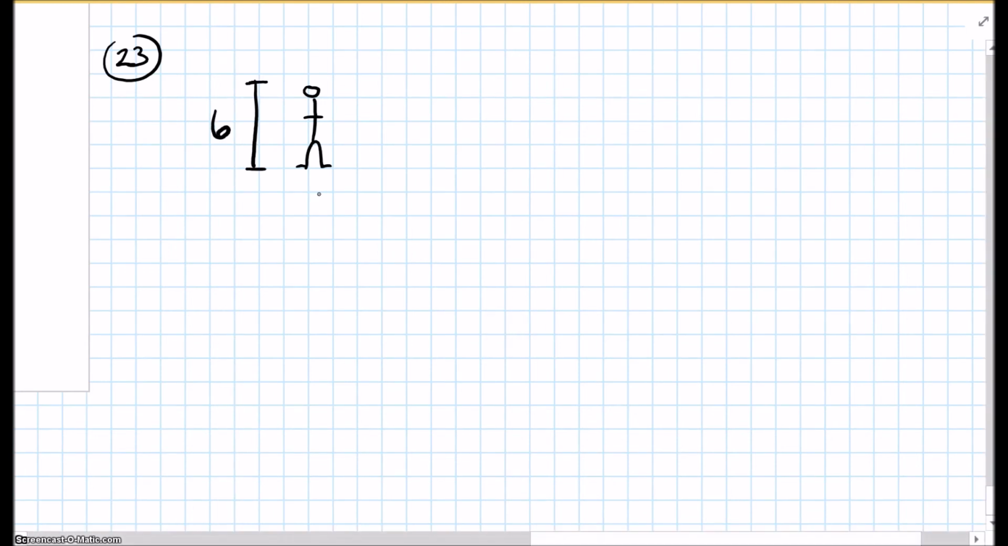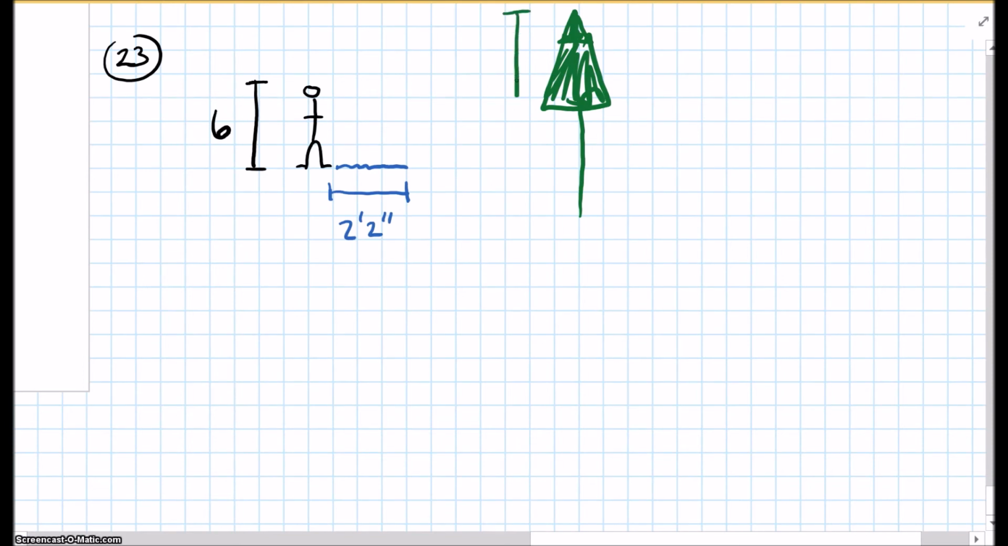His shadow on the ground is 2 feet 2 inches. Now we have a tree over here, however a tree would look, of a height unknown. We don't know. That's what we're trying to figure out. However, we can measure the shadow. And the shadow is 8 feet 4 inches. Okay.